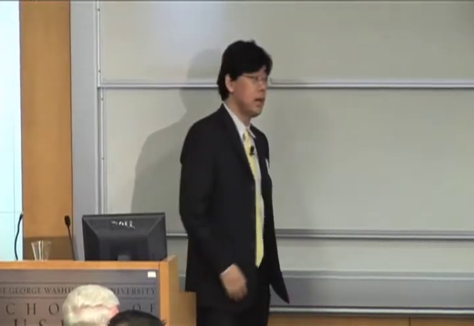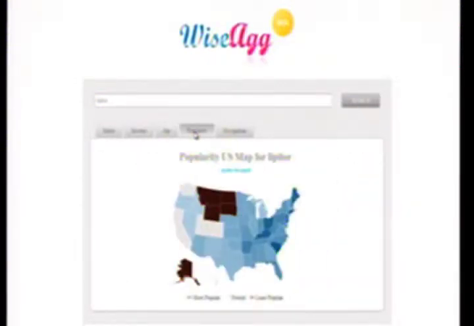Of course, WiseAgg is by no means limited to just technical stuff. Let's search for something else like Lipitor, which is a drug for controlling blood cholesterol levels. So in this particular case, what we can see, for example, popularity across the US, we can see that the East Coast has much higher interest in Lipitor than the West Coast and Alaska, seemingly indicating a difference in health situations in different regions.